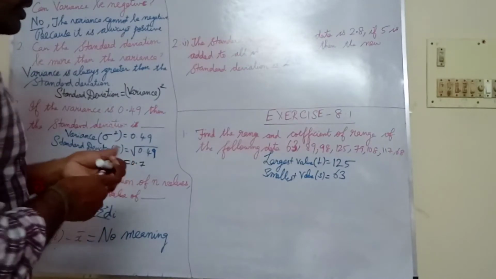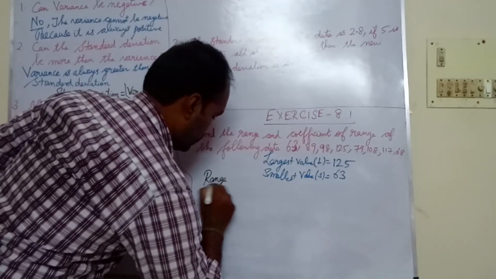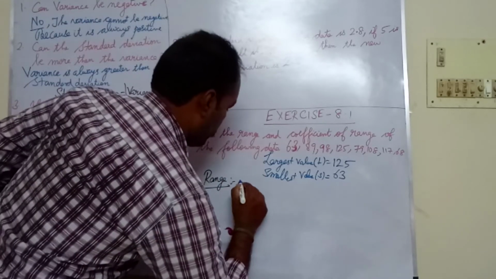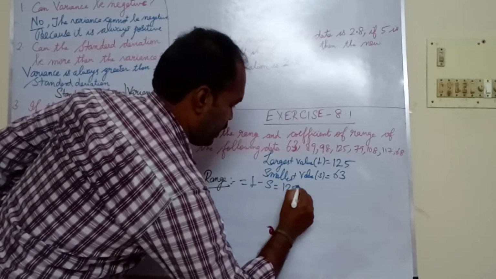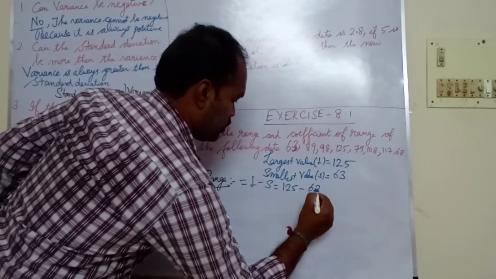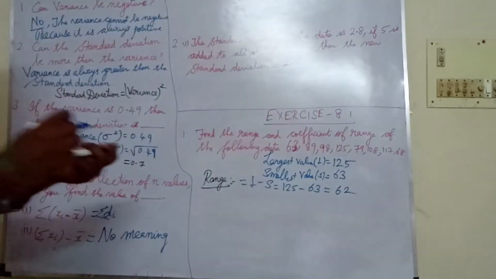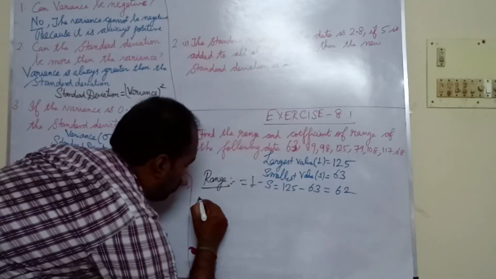So now we need to find the value of the range. Range is equal to L minus S. L is 125, minus S is 63. So 125 minus 63 is 62. Coefficient of range is what?